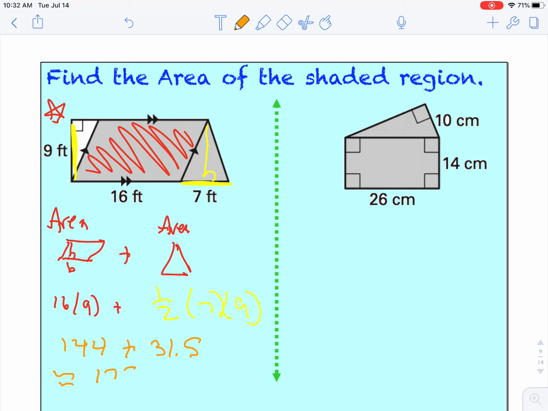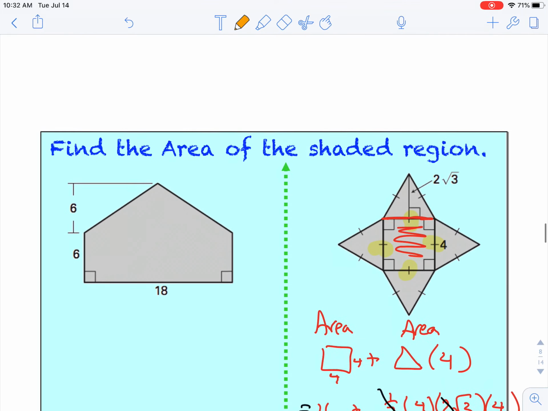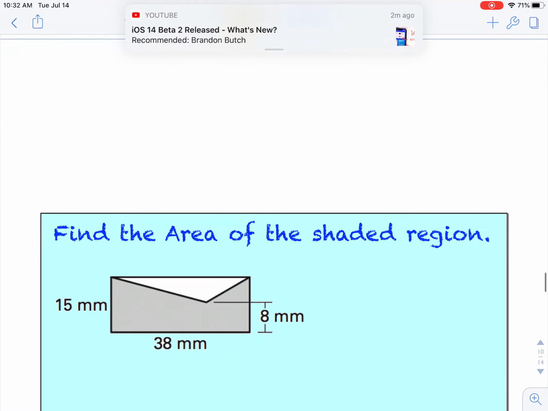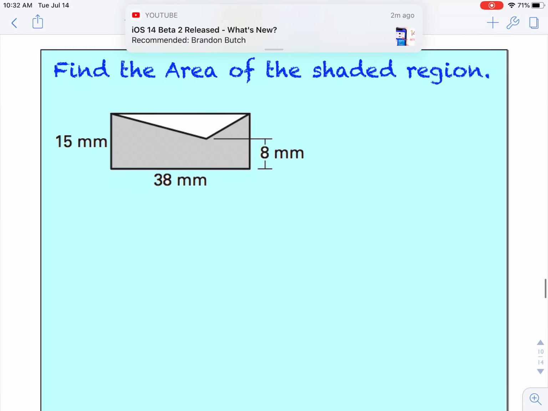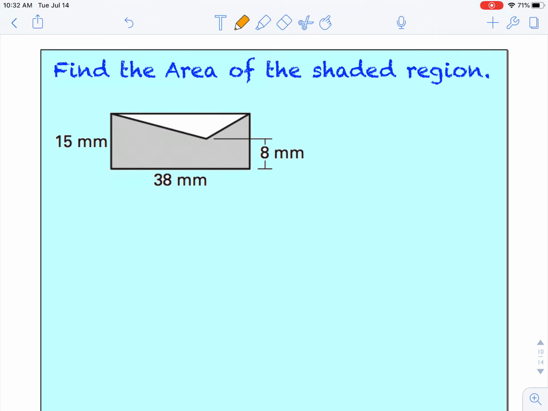We get 31.5. We add it together, and that gives us an approximate area of 175.5 feet squared. Remember, area is always units squared, and I don't remember, did I make sure I did that? Yeah, it looks like I have been. So make sure you're including units.